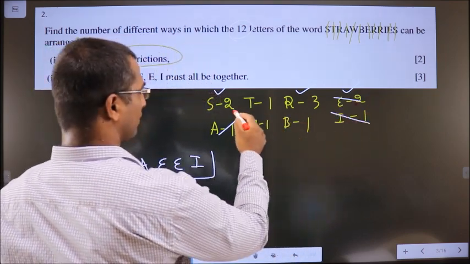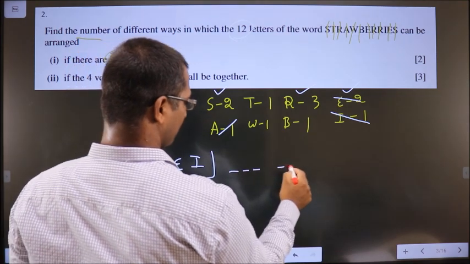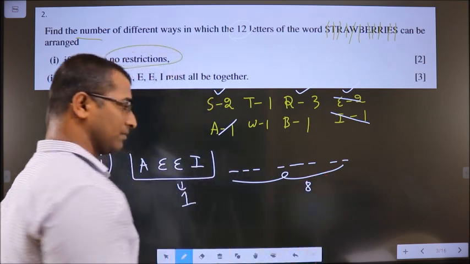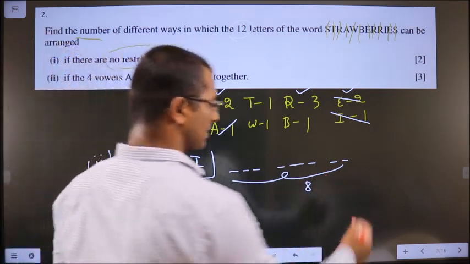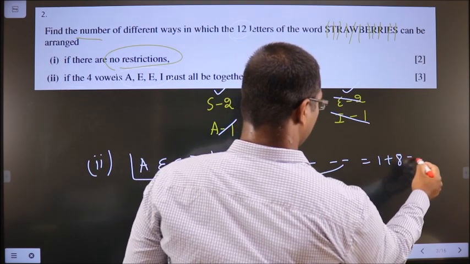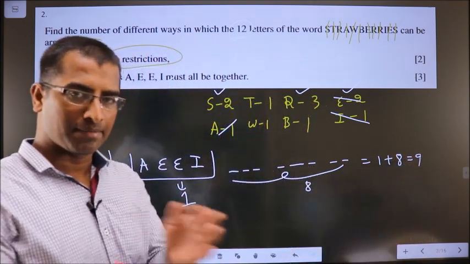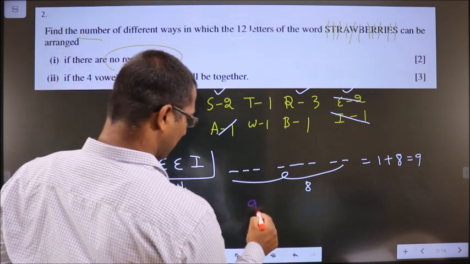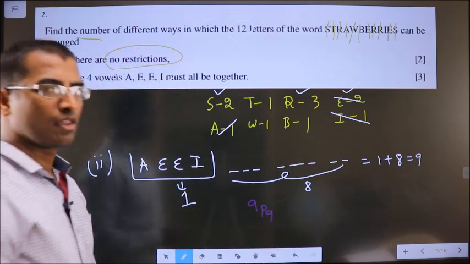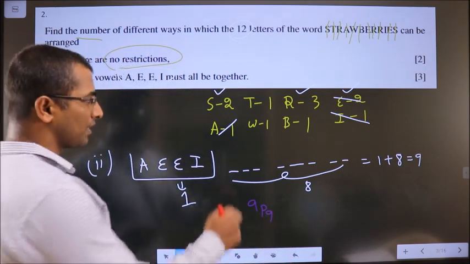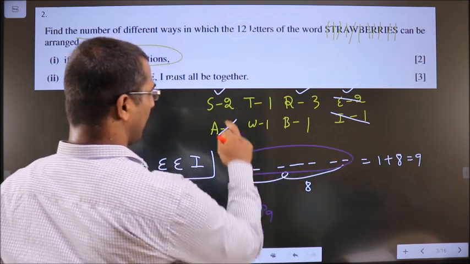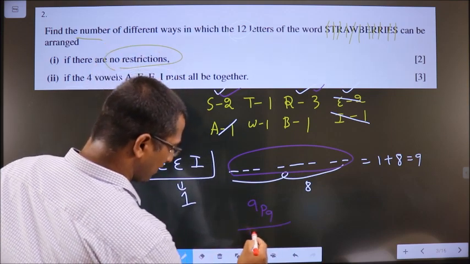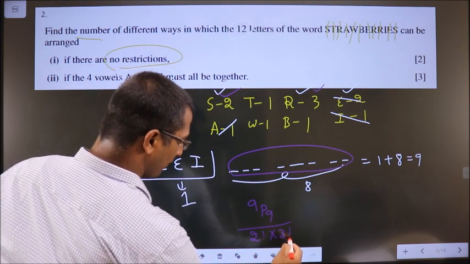So remaining are 2, 3, 4, 5, 6, 7, 8. Now the total is 1 plus 8, that is 9. These 9 can be shuffled within themselves in 9P9 ways. Now since in these 8, I have 2 S's identical, 3 R's identical, divide by 2 factorial and also by 3 factorial.